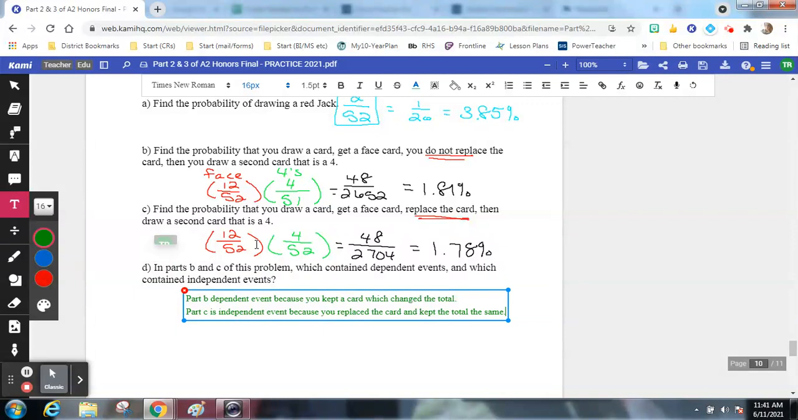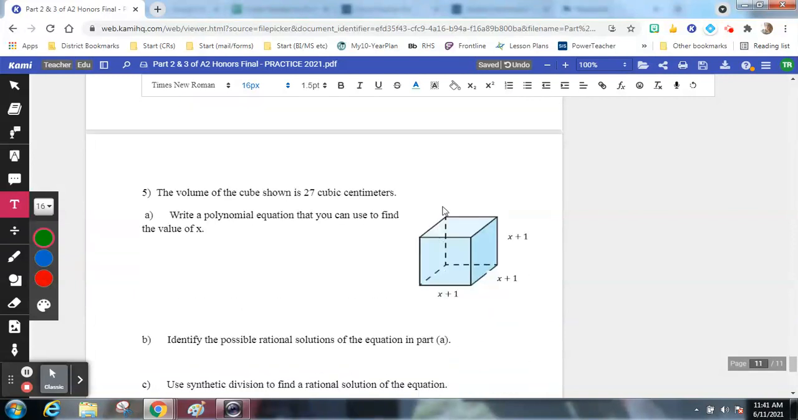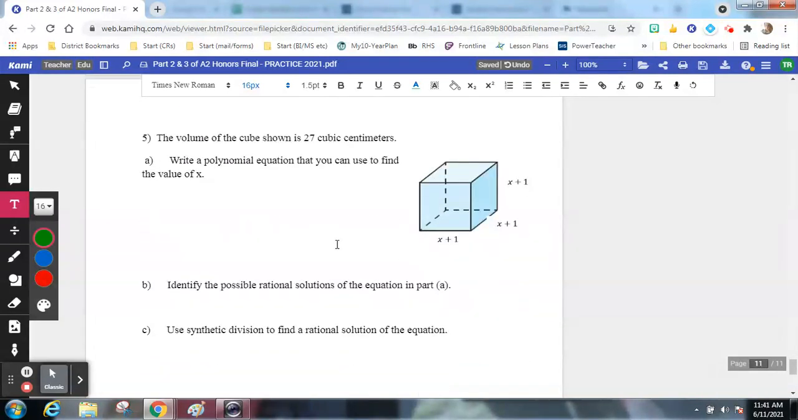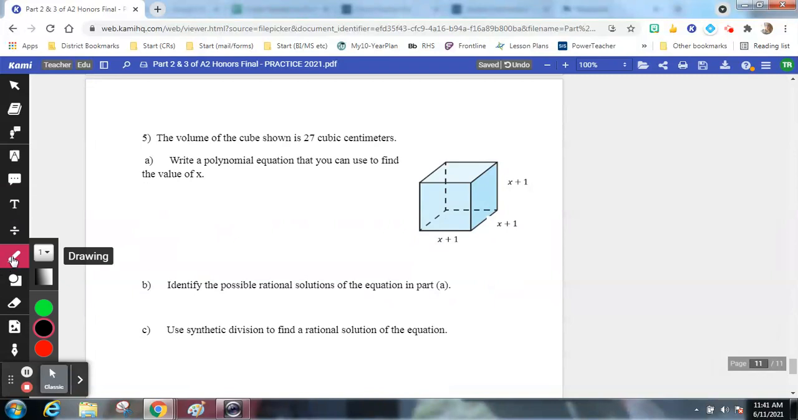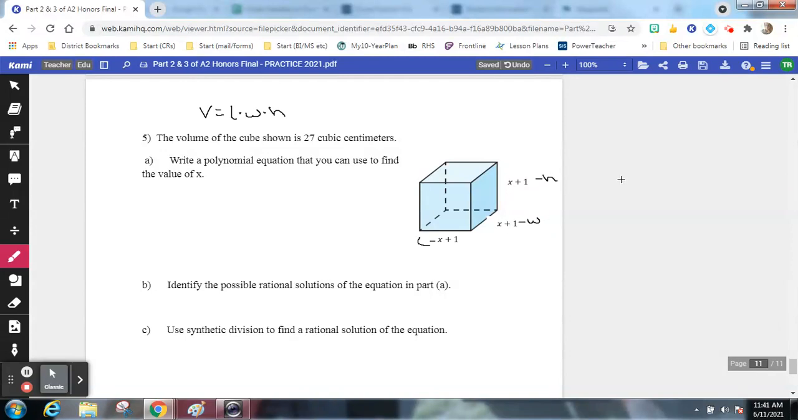All right, and your last question. This question was on your SGOs, if you remember. A lot of people didn't answer it, so we're going to make sure we know how to answer it now. So volume, first of all, volume is length times width times height. All right, there's your length, your width, your height. It's the only volume you're going to need to know for this. You'll have another either cubic prism or rectangular prism.